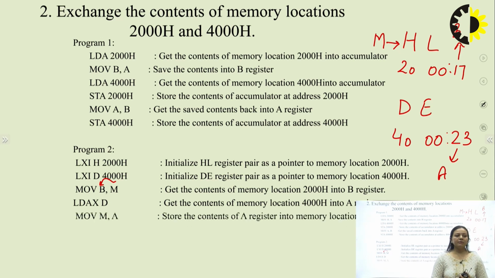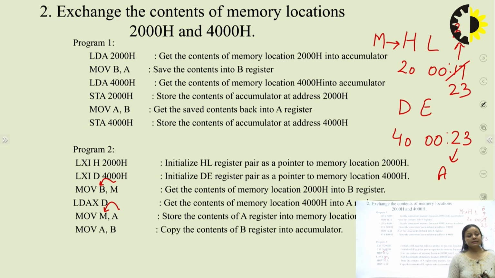Now I have to swap the contents. So I can write MOV M, A, that is, I copy the contents from the accumulator to memory. What does the accumulator have? It has the data which was at location 4000. So just paste it at location 2000. Next is to transfer the data from B to A. So again I have the data back in the accumulator from register B.